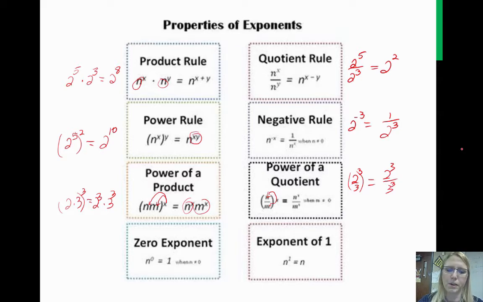The zero exponent. This one, when you have anything to the 0 power, that really is 1, and I mean anything. So it could be negative 500 to the 0 power, that's 1. And it can be an object to the 0 power, it's 1. So anything to the 0 power is the number 1. The exponent of 1 is itself. So I can say 3 to the 1, that's going to be 3. But remember, 3 to the 0, that's 1.